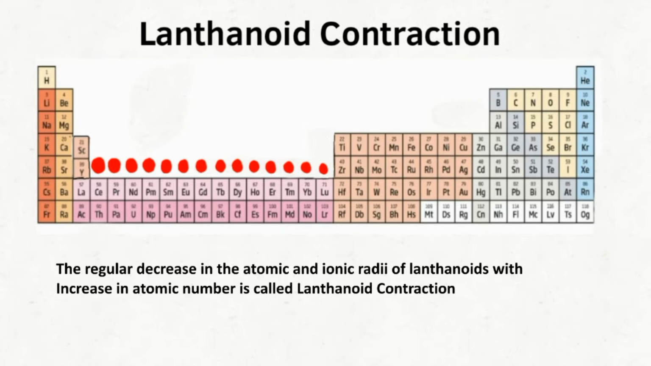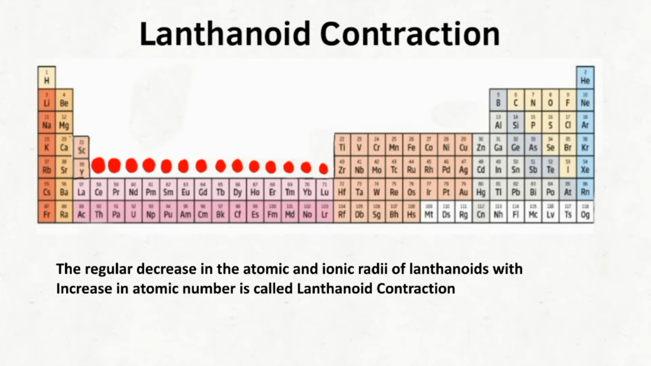First of all, we should understand what are lanthanoids. Followed by lanthanum, you can see 14 elements from cerium to lutetium. And these elements with atomic number 58 to 71, we call them as lanthanoids. Got it? Now, what is this lanthanoid contraction?